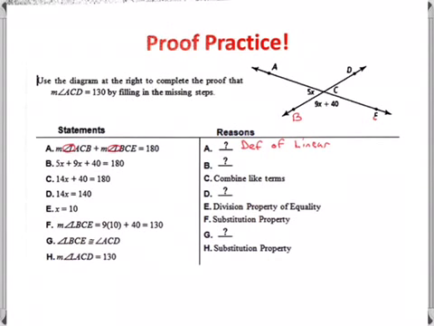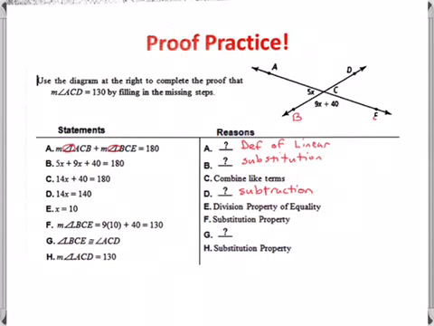From there, we then plug in what each of those angles is equal to, or the expressions that they represent. So this is substitution. From there, they begin combining like terms. Then the 40 gets moved through subtraction. And then we divide by 14, so the division property, we get x equals 10.